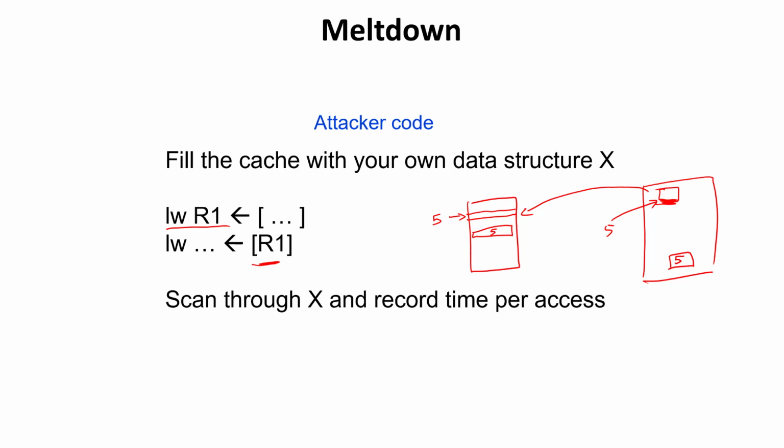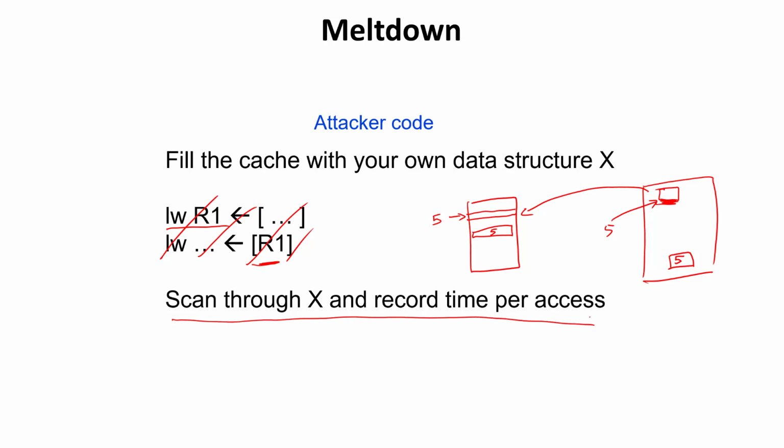It has done the permissions checks. It has figured out that you're trying to do some illegal accesses. And so it ends up squashing these two instructions. And it returns control back to some code in the attacker's program. And so once the attacker gets control back, it says, well, let me just walk through the cache again and let me read my data structure X.